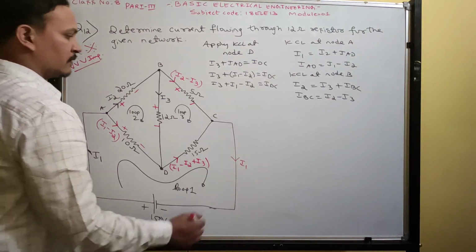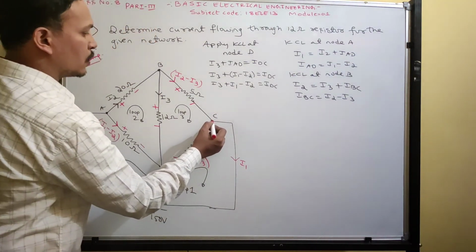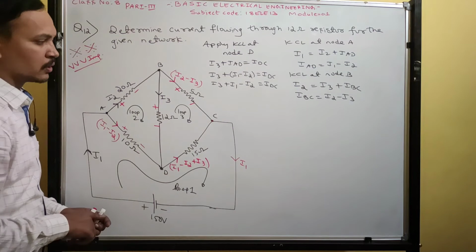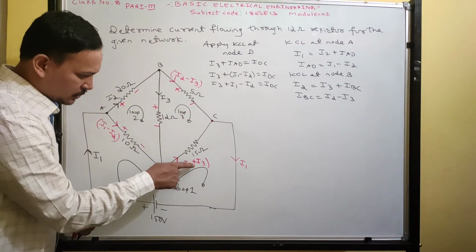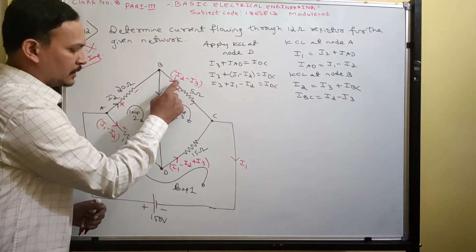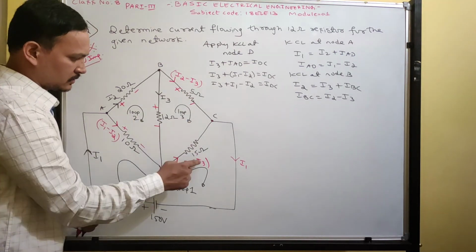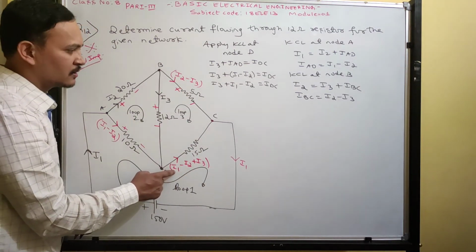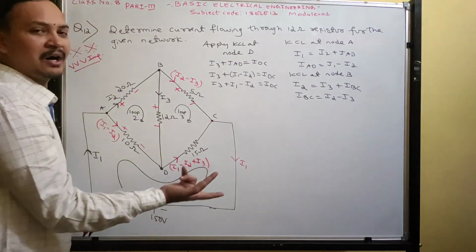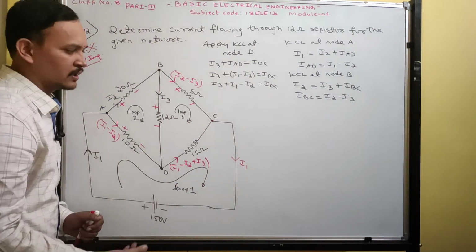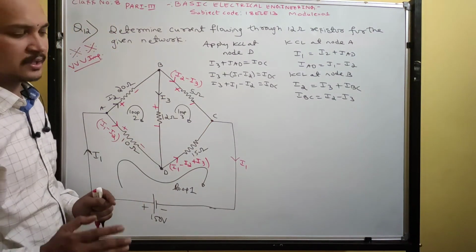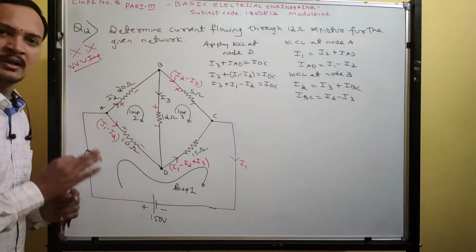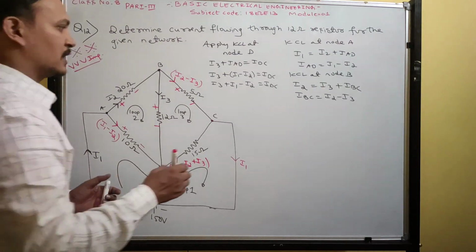Okay, got it? Then finally, apply KCL at node C. Entering is I2 minus I3 and I1 minus I2 plus I3. So I2 gets cancelled, I3 gets cancelled. What is left? I1. Entering is equal to outgoing: I1 equals I1. That indicates you have done all the distribution correctly. Now you can start writing KVL.